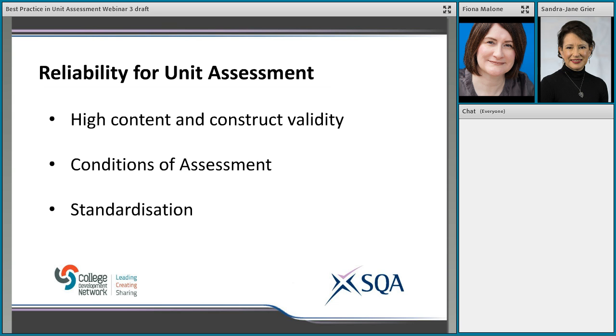Reliability, therefore, is achieved by assessments with high content and constructive validity. In other words, the extent to which the assessment method actually measures what the unit spec states it is intended. The use of conditions of assessment, and we'll discuss these shortly, and any standardisation activities by assessors. Be very careful of bias and also the relationship between validity and reliability, which again we'll talk about later on.